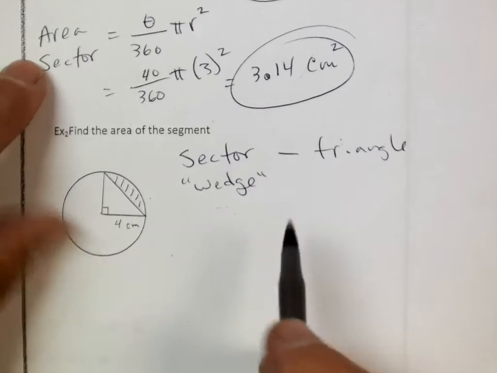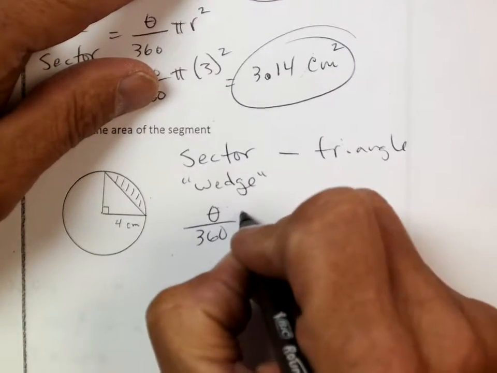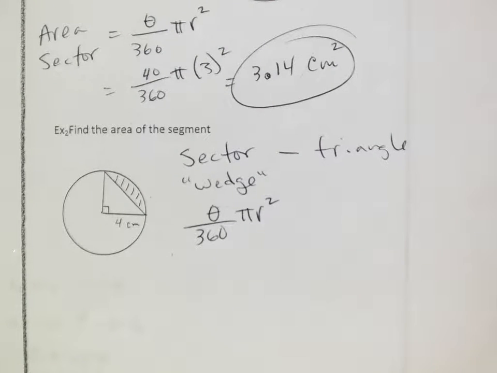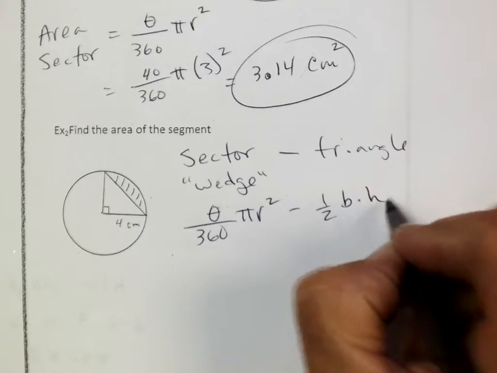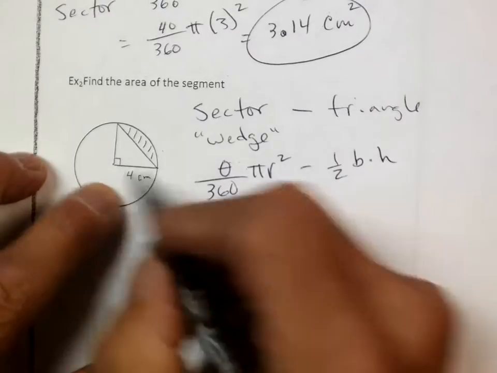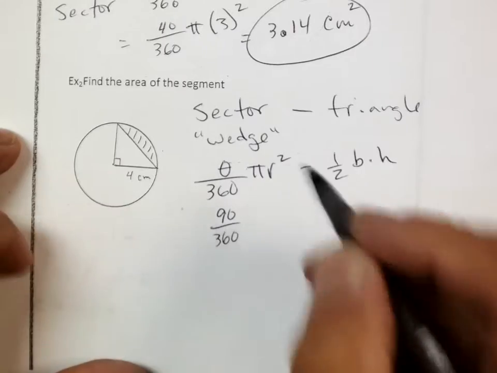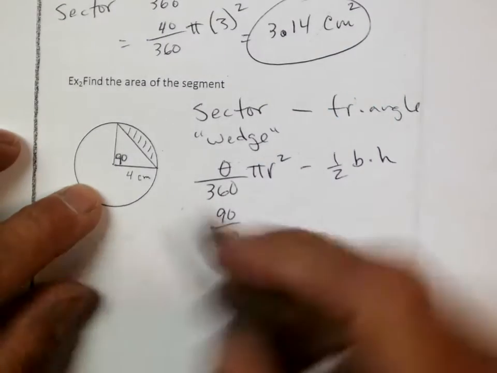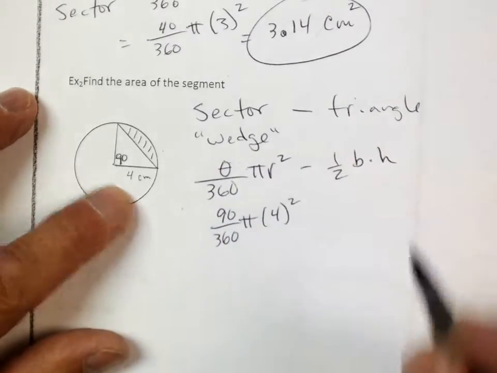So the sector, we already have a formula for that. That's theta over 360 times pi r squared, right? And the area of a triangle is just going to be 1/2 base times height, right? So, all right, let's do this. Right off the bat, that's 90, so I go 90 over 360, because that's my theta, 90 degrees, times pi, times the radius, which is 4. So I'm going to go times 4 squared, okay?